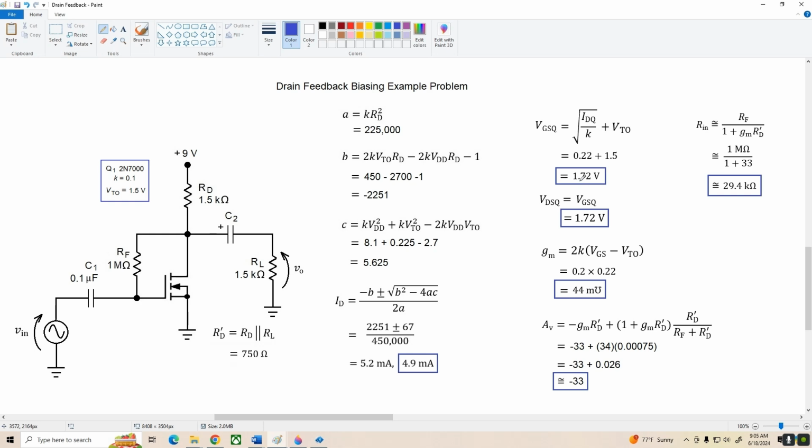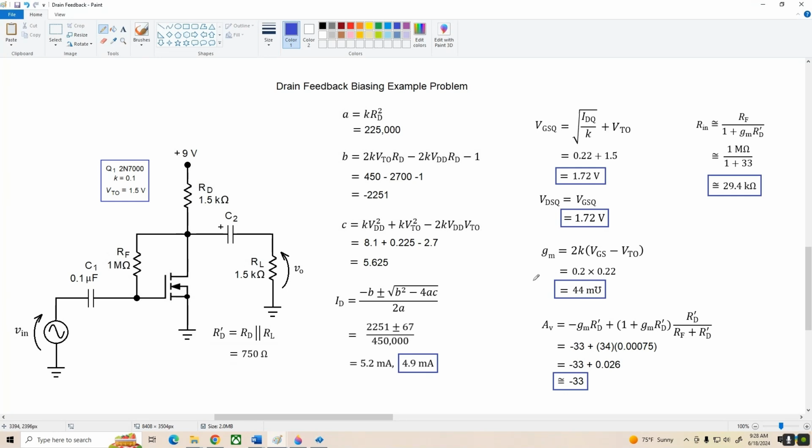Our VDS equals VGS for this circuit, so we've got 1.72 volts, and that's because there's no current flow through RF, so the voltage drop from drain to gate is 0 volts. VDS equals VGS. Transconductance works out to be 44 millimhos. And using the long accurate voltage gain equation, we get negative 33 plus 0.026, which is about negative 33. Again, this error term is very small because RF is very large compared to R prime D.